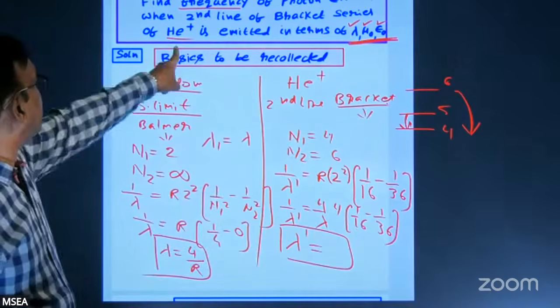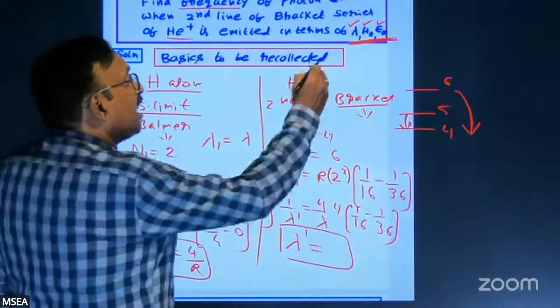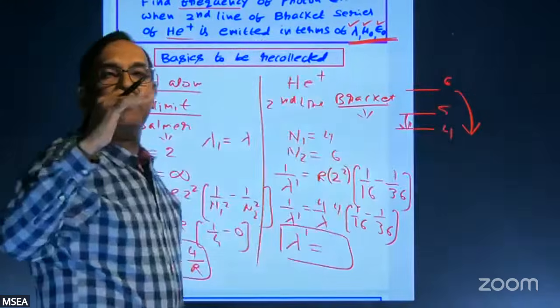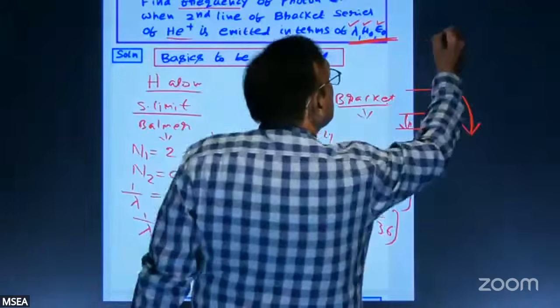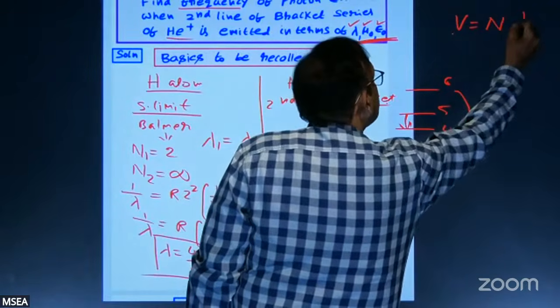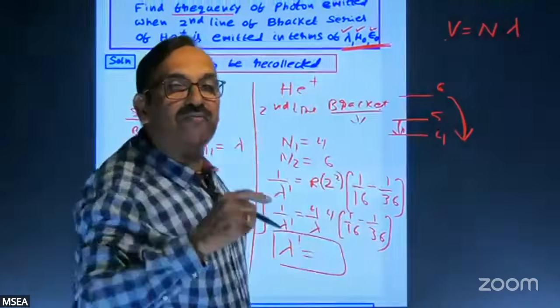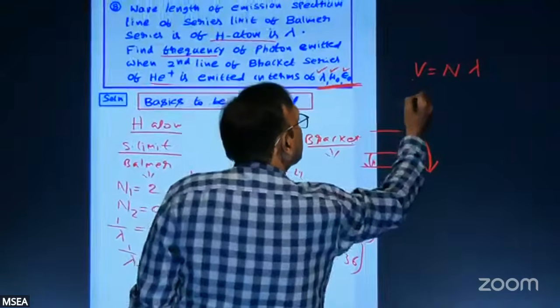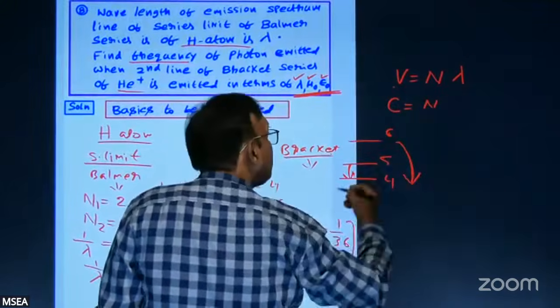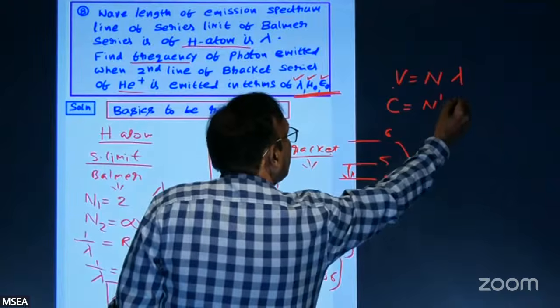He is not asking for lambda dash. He is asking for the final frequency. Every one of you in the class knows in what way frequency and wavelength are related. You know that the velocity of any wave is v = nλ. In the case of an electromagnetic wave, the velocity is represented by C. So C = n dash into lambda dash, the final frequency we are getting.